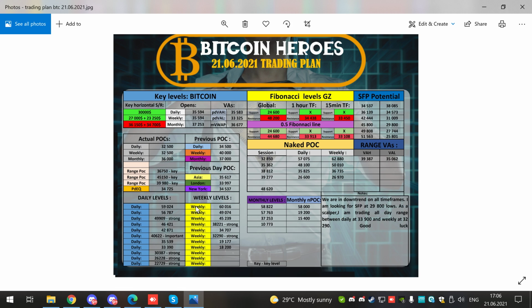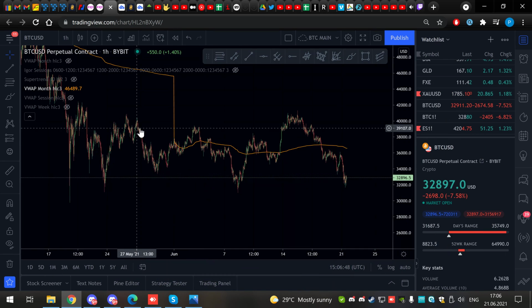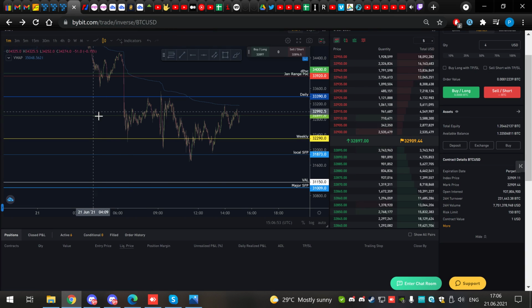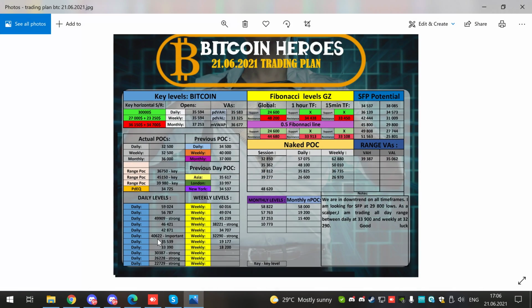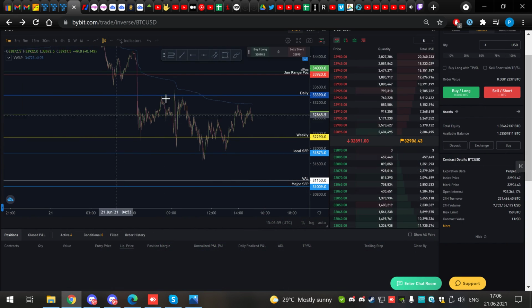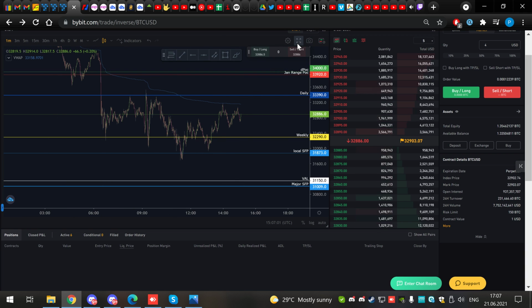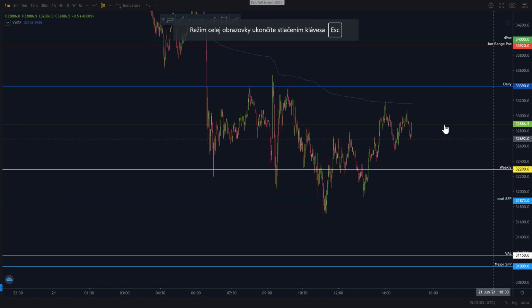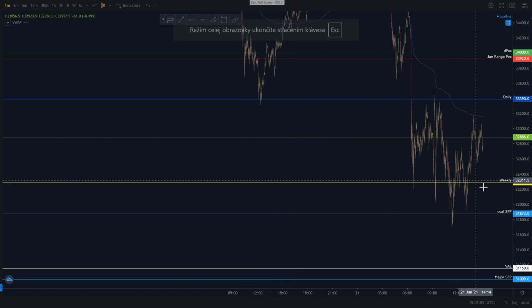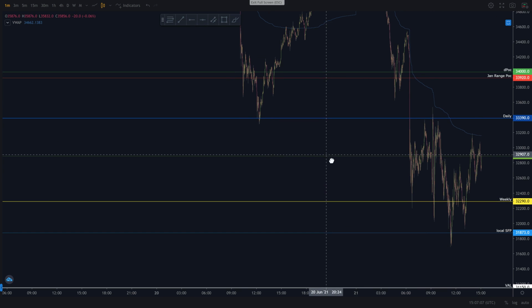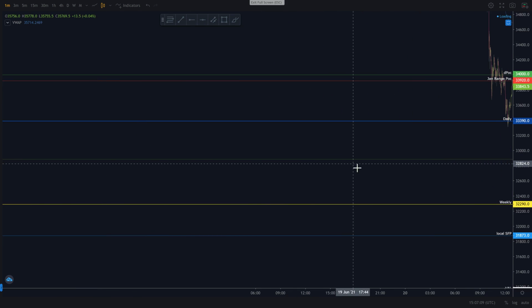Then we have the daily and weekly levels. I will be doing a video about how to find them. It's going to be a very short video, but I just want to show you those levels. They are easy, you will always have them here, so you can just mark them on your Bybit. But today I want to show you how important they are. So here is the weekly level from the trading plan. Here is the daily level, the blue one. Let's go here.